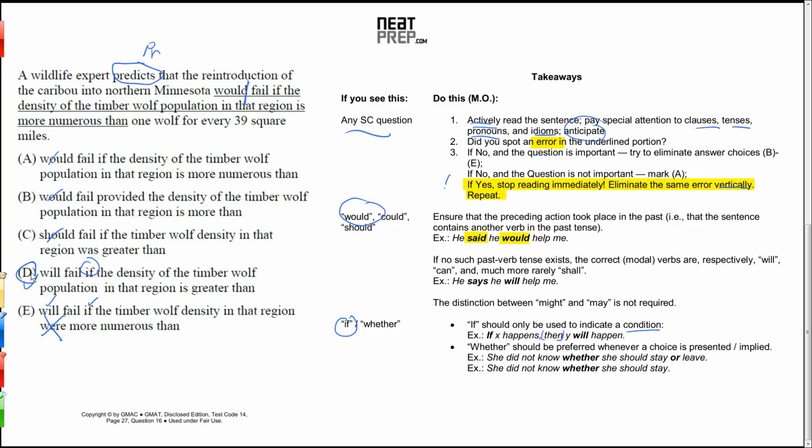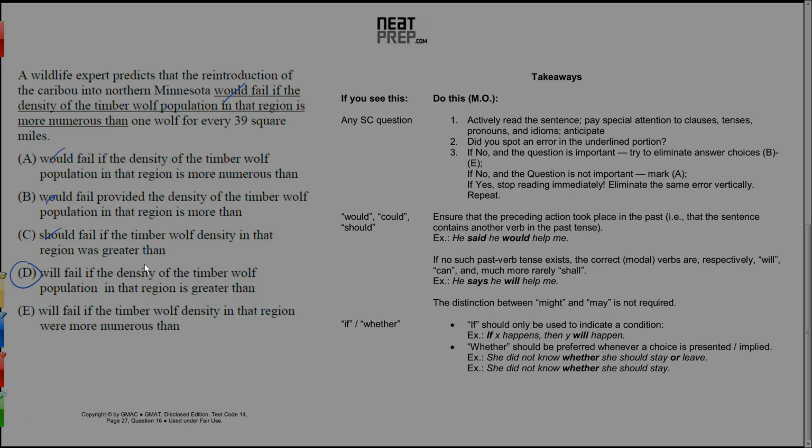The correct answer choice is D. I know it looks like a lot to take in, but if you think about it, if you just read the sentence to begin with, the wildlife expert predicts that the reintroduction of the caribou into northern Minnesota would, no, stop, it's not would, and that is eliminated. Should changes the meaning. Well, you plug it in, it sounds good, that's it. You can solve this relatively difficult question in about 30 seconds.